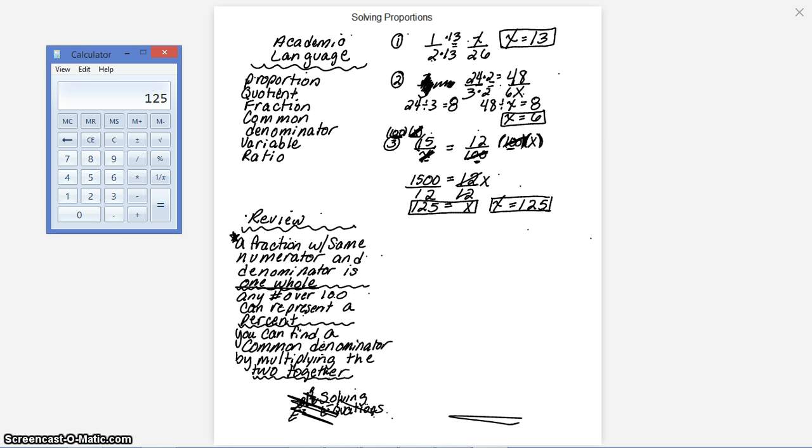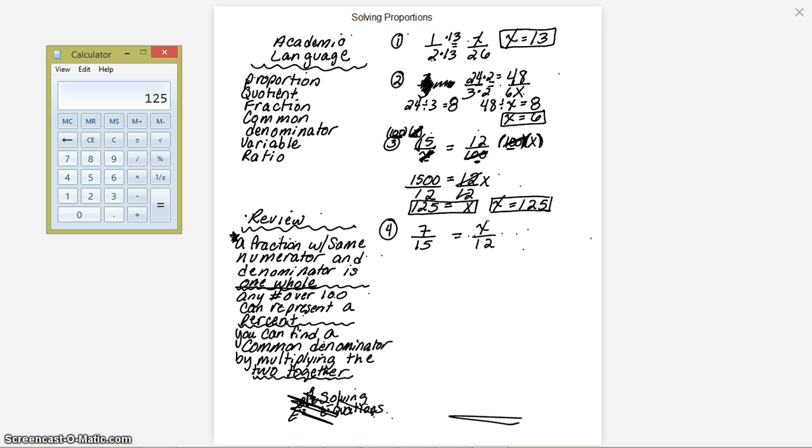So let's just do one more practice problem here. Number 4. And let's do something that's not too easy. Let's try 7 over 15 is equal to x over 12. This will be a good one.